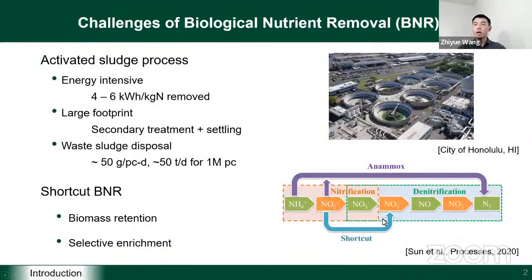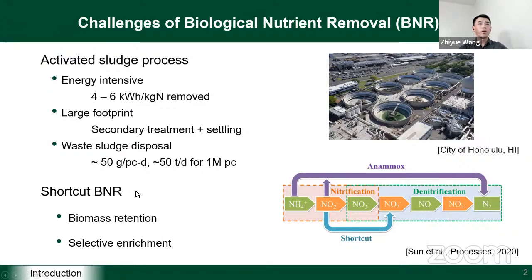Going through this blue route, it avoids the complete oxidation of ammonia to nitrate. There's also a process called anammox, that's anaerobic ammonia oxidation, that uses ammonia and nitrite, and then directly removes it as nitrogen gas. This way, it avoids all the nitrification processes through nitrate, and then denitrification through nitric oxide, nitrous oxide, and all the way to nitrogen gas.